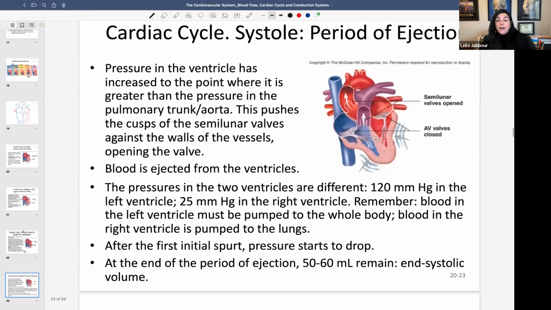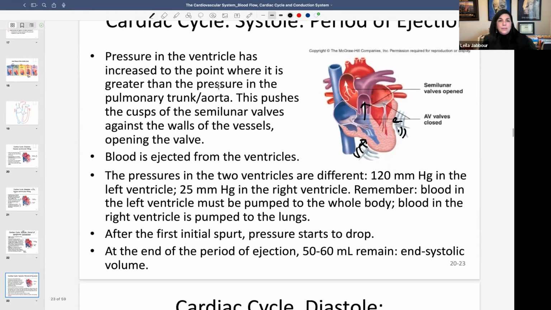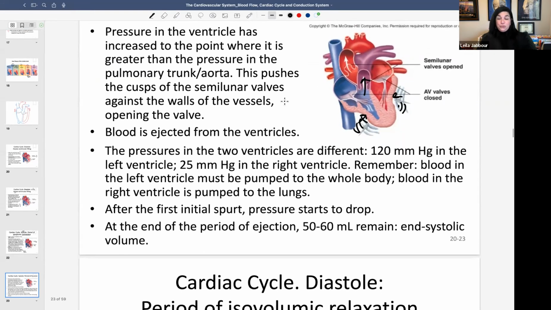All right. So finally, when this pressure, look at this, this is really squeezing. So the pressure is very high and it's going to push these semilunar valves to open. The pressure is going to be higher than in the pulmonary trunk and aorta. This pushes the cusps to open. Blood is ejected. The pressure in the two ventricles is different.